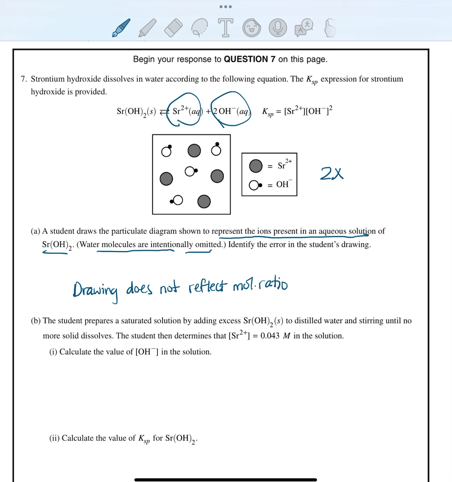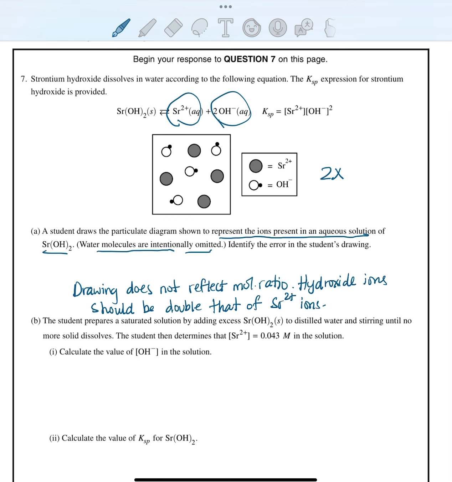All right, and what that means is we should have 2 times the number of hydroxide ions than we do strontium. So really, we should have drawn 4 hydroxides and 2 strontium ions. Okay, so hydroxide ions should be double that of strontium ions.